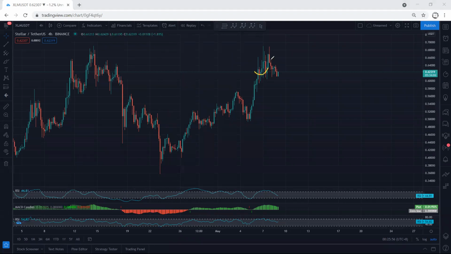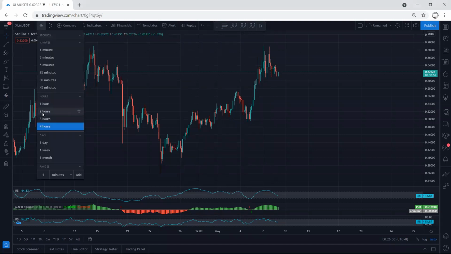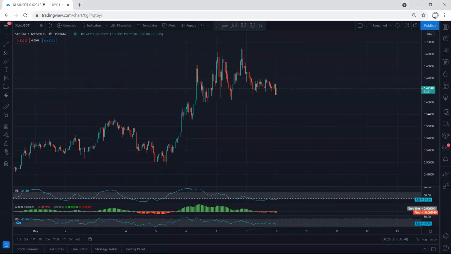The only thing is we get the corrective move here. We want to see whether we can get one more move, whether we can get a more complex correction or not. And even based on the 4 hour chart, we don't have any trade setup. The best thing is we refer to the 1 hour chart.